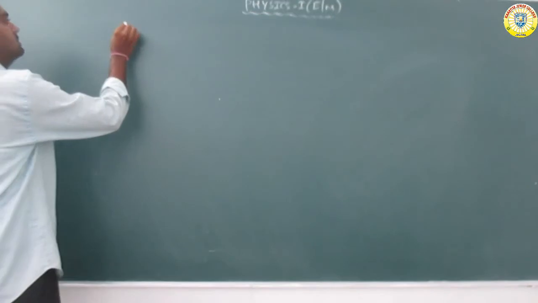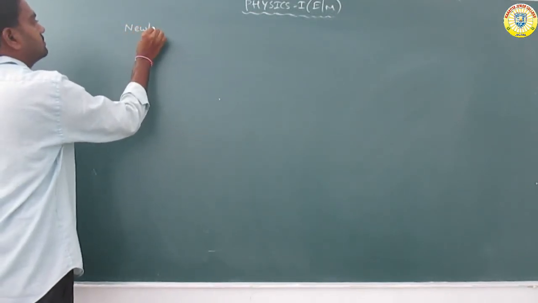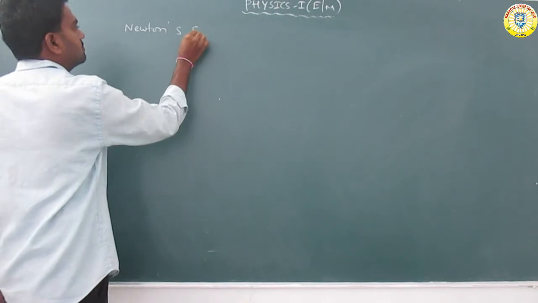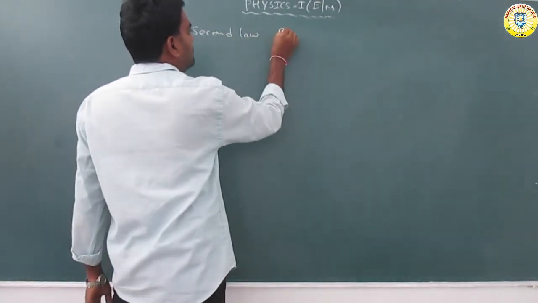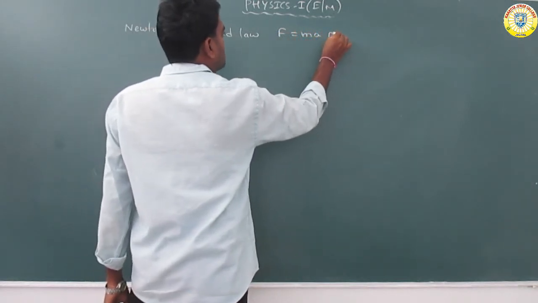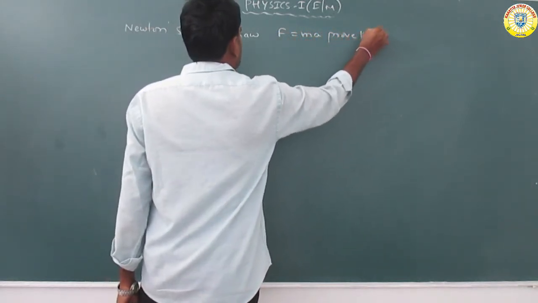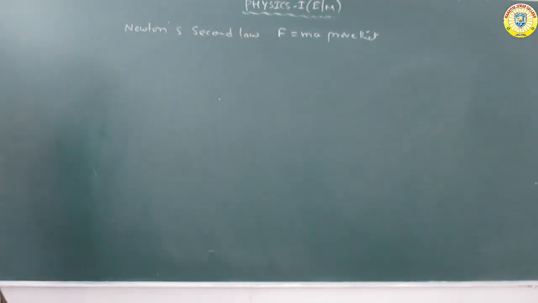Now next we discuss the topic Newton's second law, and F is equal to ma through that. According to Newton's second law, the statement we can write: F is directly proportional to dp by dt. That means the rate of change of the momentum.